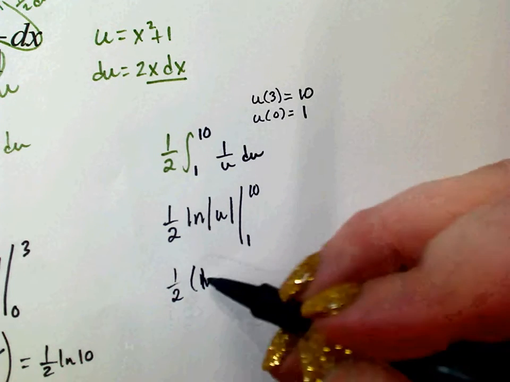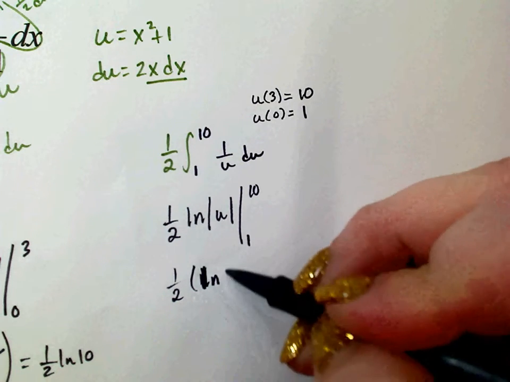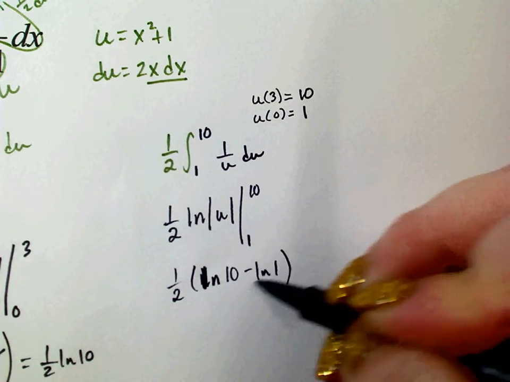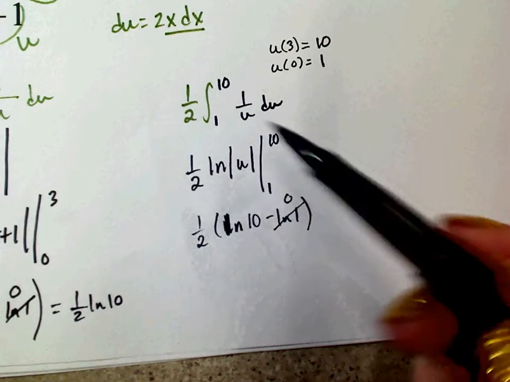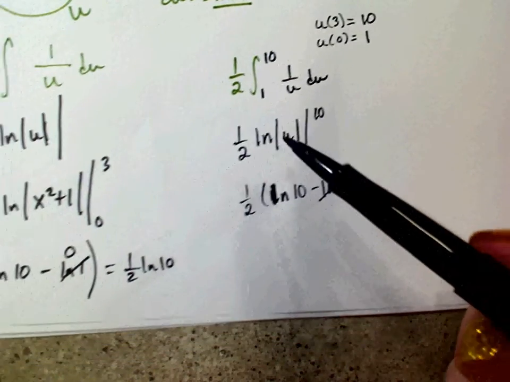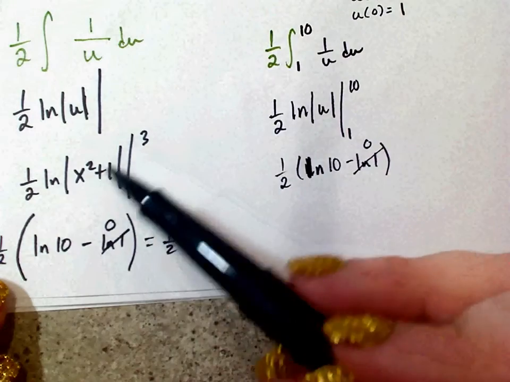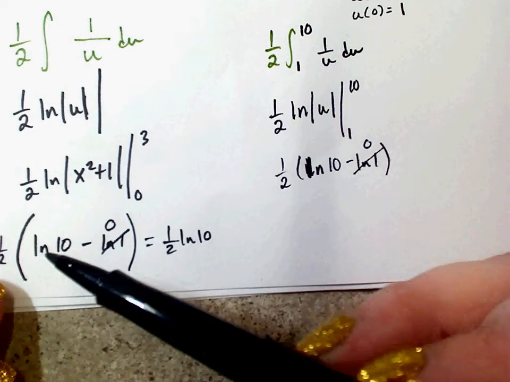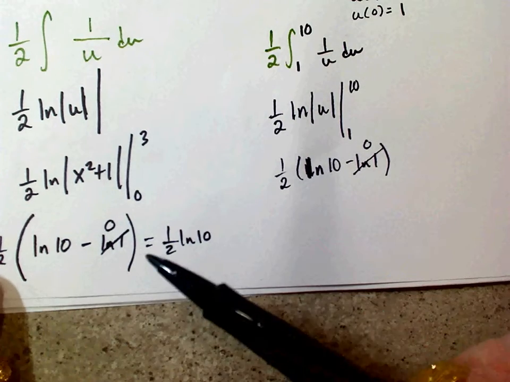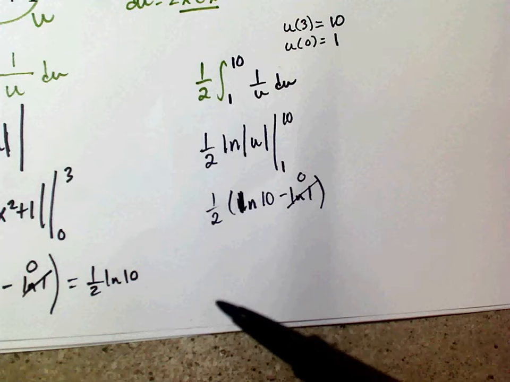Natural log of 10 minus natural log of 1, which is 0, and there you go. So I like this a whole lot more because you're not having to plug into this expression within another function at the same time, because they can get pretty ugly. Hey, what's another way to write this answer, guys?